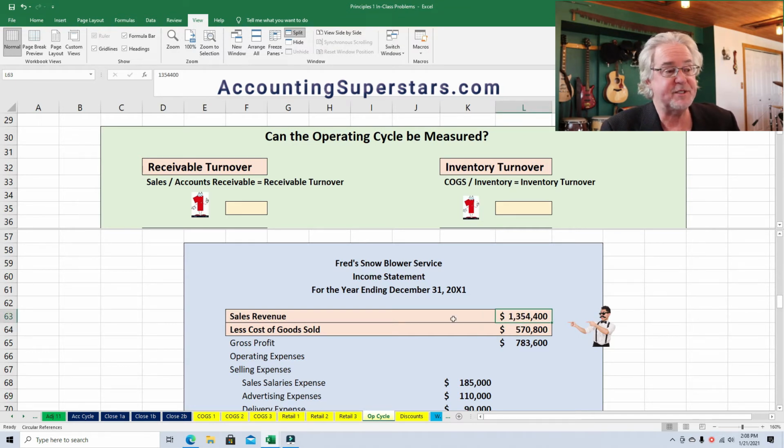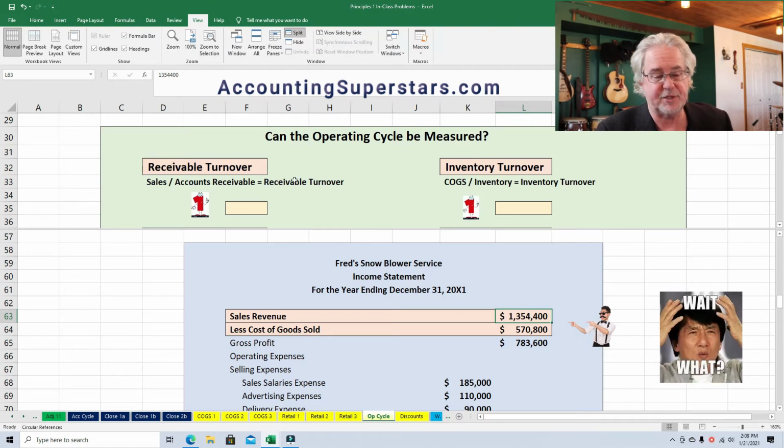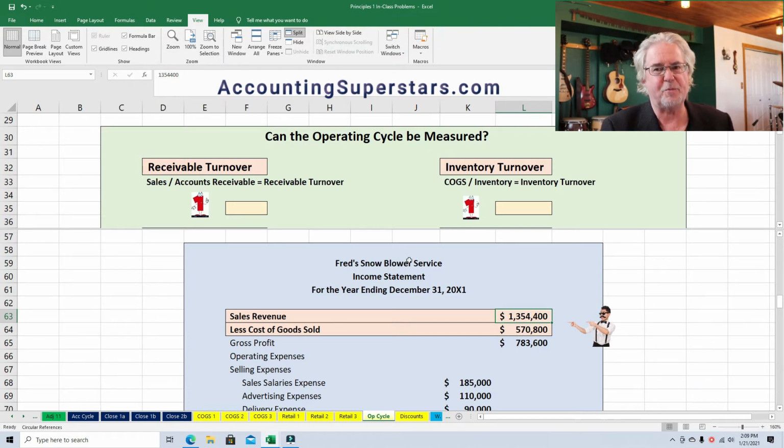And what we're going to do is divide it by accounts receivable. So sales divided by accounts receivable equals the turnover. So where do you find accounts receivable? Well, I hope by the 5th week of your class here that you know accounts receivable is on the balance sheet, right? It's considered an asset. So let's go down to the balance sheet.